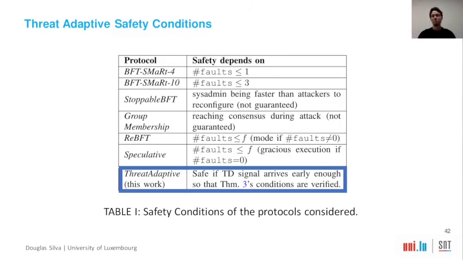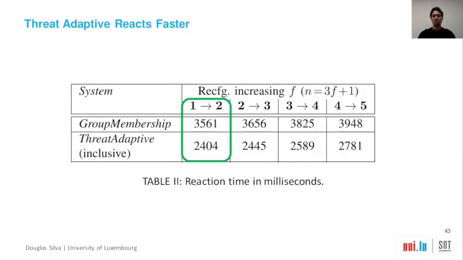Stoppable BFT is not viable because you have to have a sysadmin that always knows when an attack is happening. Group membership has to reach consensus even during an attack, so it's not guaranteed. ReBFT and speculative baselines can reach a more optimal state with less latency, but only if there are no faults in the system. And our protocol, threat adaptive, is safe if the threat detector signal arrives early enough so that the Theorem 3 conditions are verified.